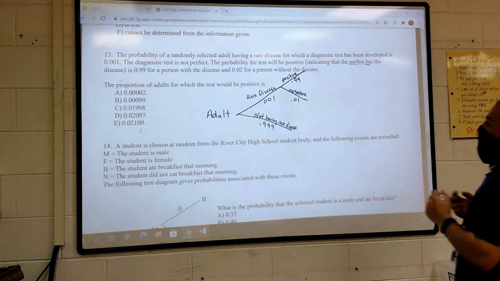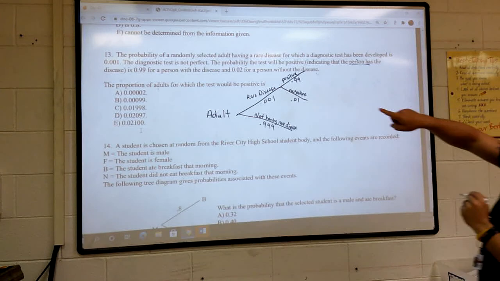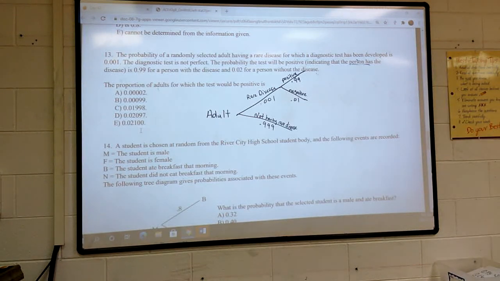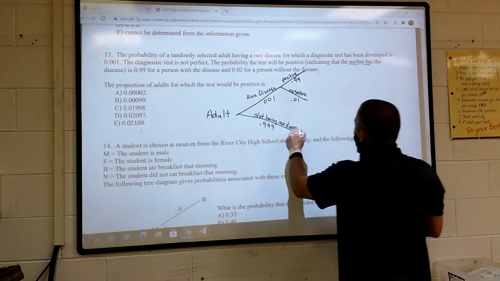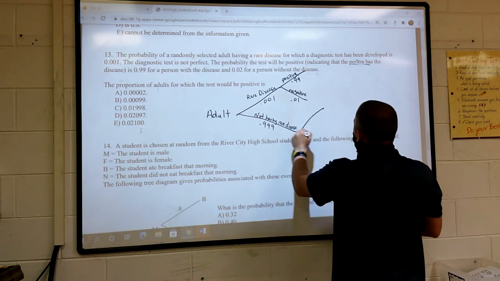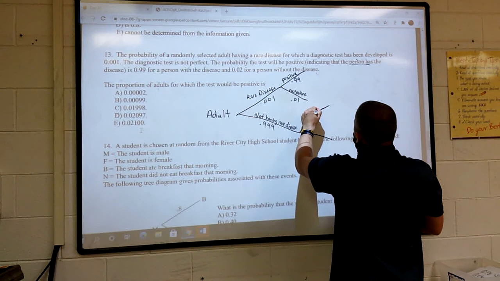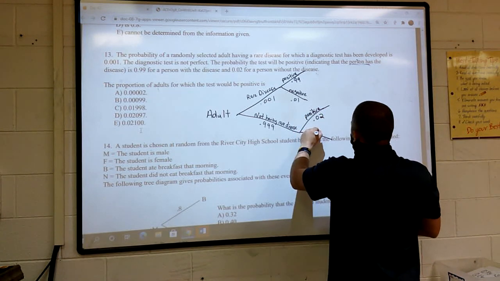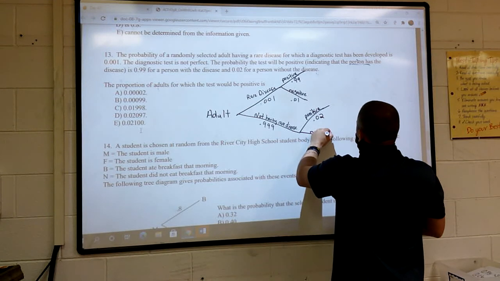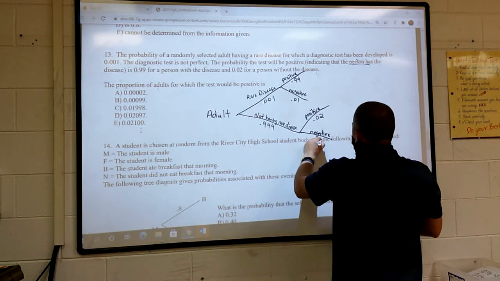Now, the probability the test will be positive is 0.99 for a person with the disease and 0.02 for a person without it. So for a person without the disease, the test is still going to say that they're positive 2% of the time, even when they're not. And it's going to say they're negative 98% of the time.